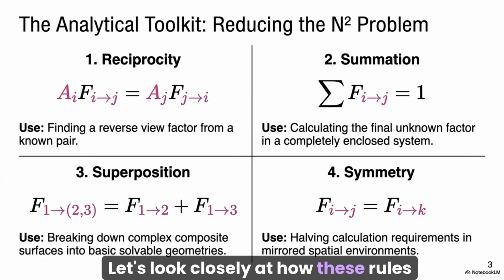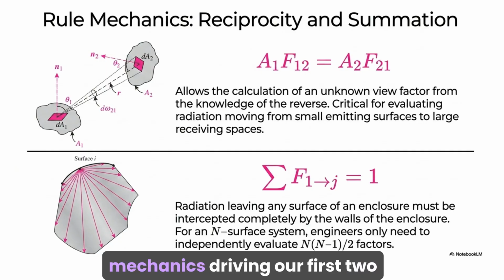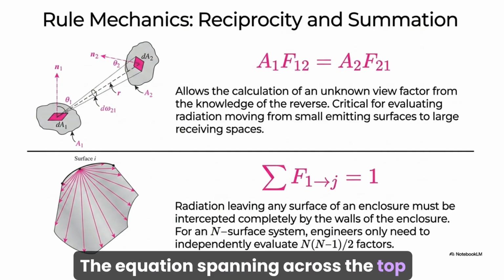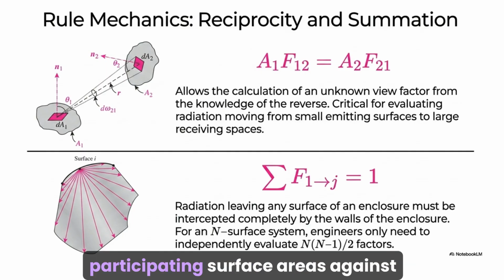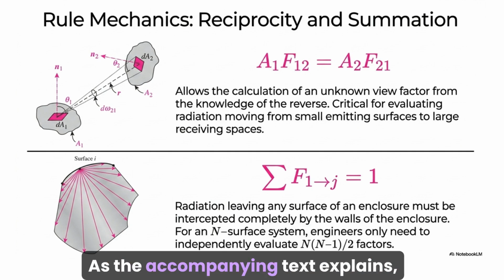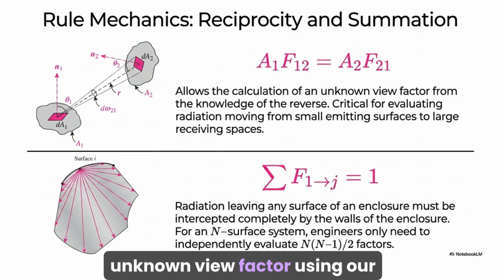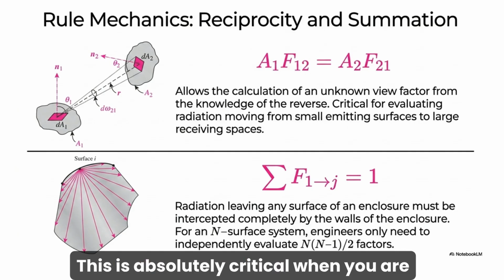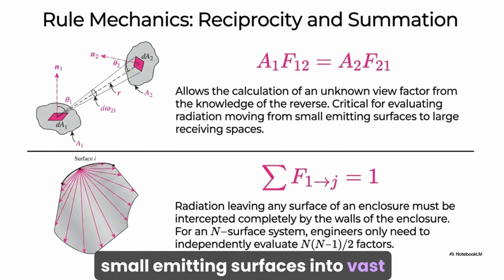Let's look closely at how these rules function mechanically. Let's take a closer look at the exact mechanics driving our first 2 foundational tools. The equation spanning across the top half of the slide defines the reciprocity relation, which directly balances participating surface areas against their respective view factors. As the accompanying text explains, this tool allows us to calculate an unknown view factor using our knowledge of its reverse direction. This is absolutely critical when you are evaluating radiation moving from very small emitting surfaces into vast, sprawling receiving spaces.